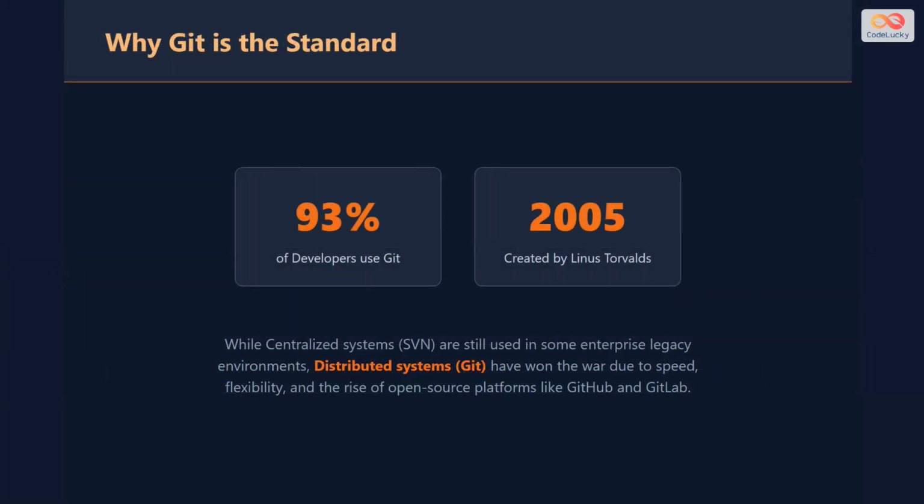Today, distributed version control, specifically Git, is the overwhelming winner. Created by Linus Torvalds in 2005, Git is now used by over 90% of developers. While you might still see Subversion in older corporate environments, learning Git is essential for any modern software career.